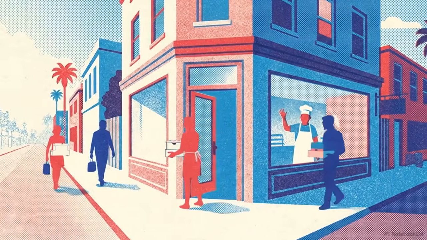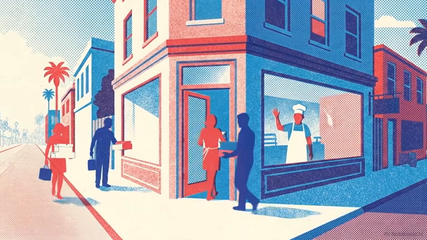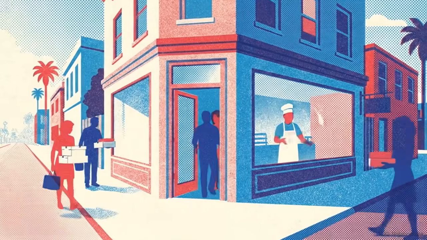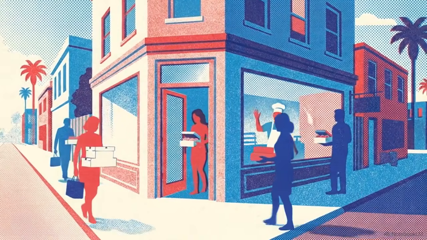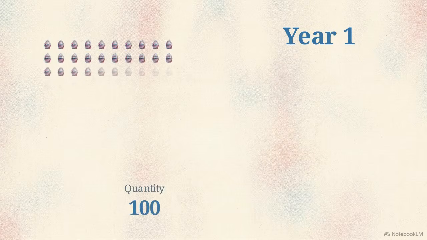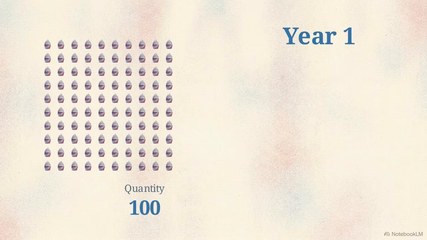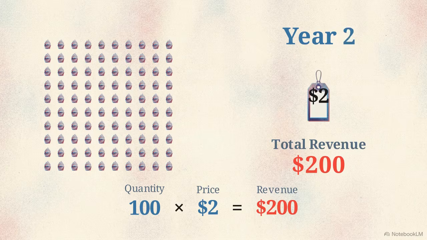If a local business makes $200 one year and $400 the next year, did that business double in size? In year one, our bakery made exactly 100 cupcakes at $2 each, totaling $200. In year two, they still made 100 cupcakes, but rising costs pushed the price to $4. Now the total is $400.